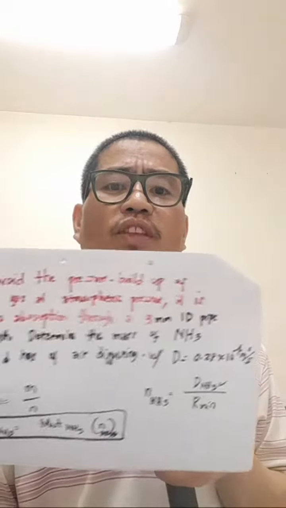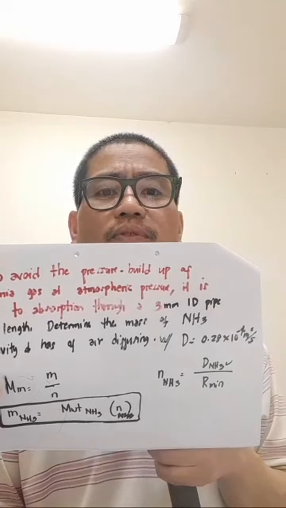Now guys, we have the diffusion coefficient. Our target is to solve for the number of moles. So our last option is to use this formula: number of moles of ammonia is equal to the diffusion coefficient over the resistance. Now, you don't have the value of the minimum resistance directly. How can we compute that one? We can use a formula again.